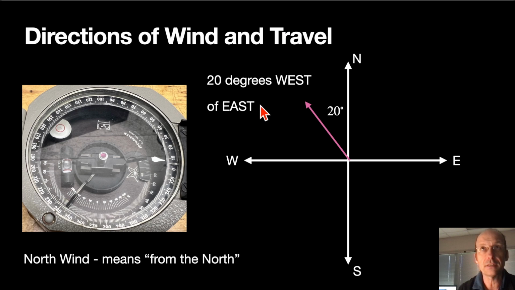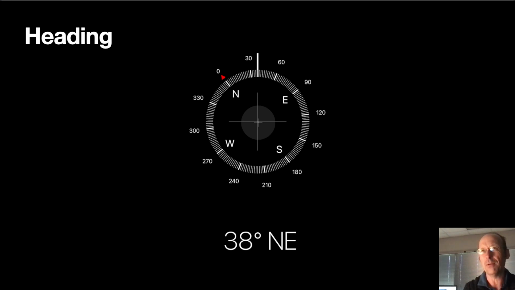It says west of east. That should be west of north. Sorry. Okay, let's just skip that page. The other way is to measure the angle with respect to the north, and this is what we call heading or bearing. I just picked a direction, and this is the compass on my iPhone.